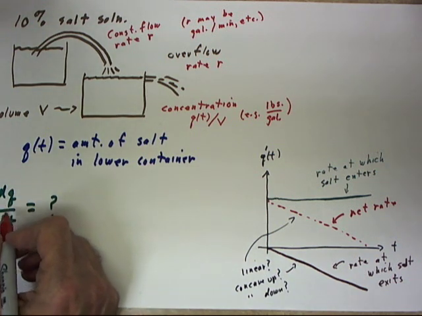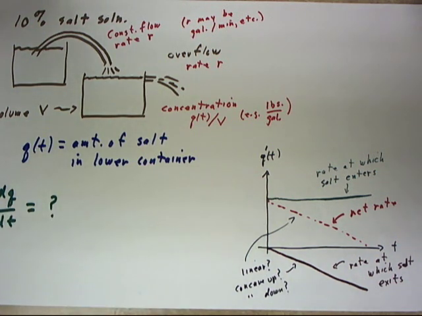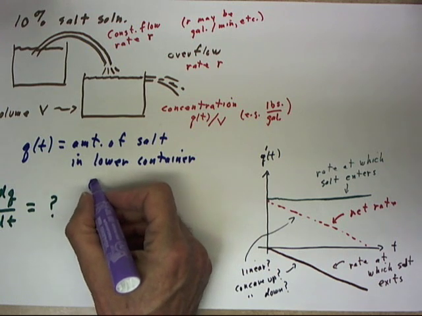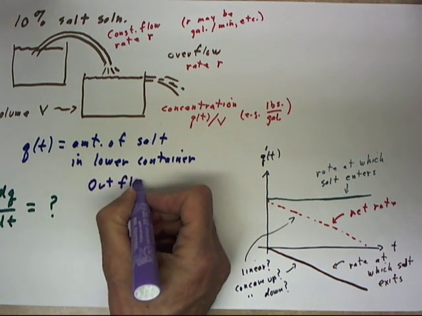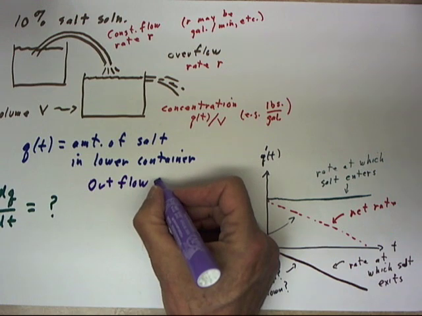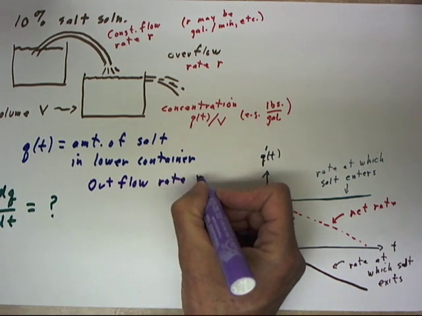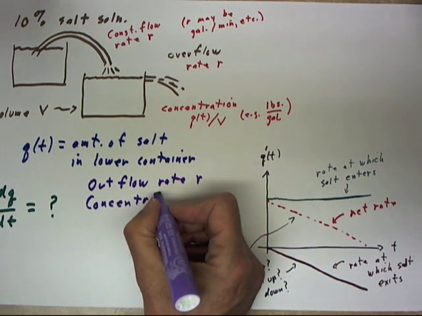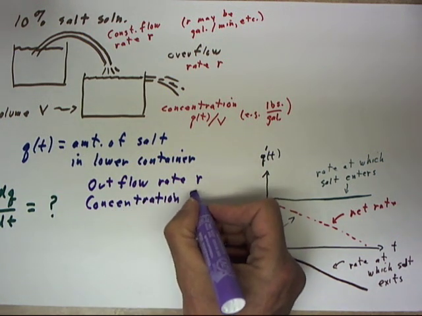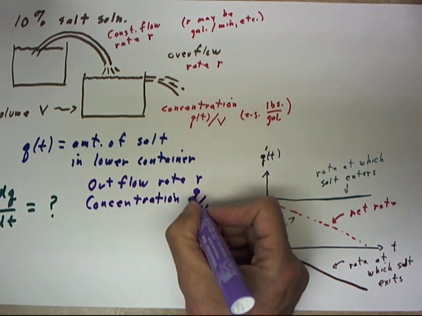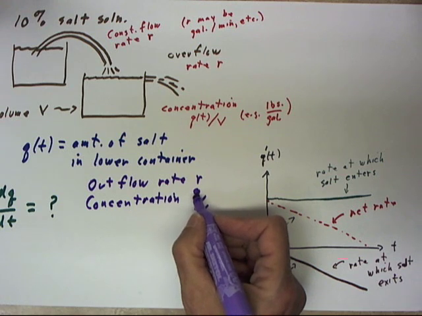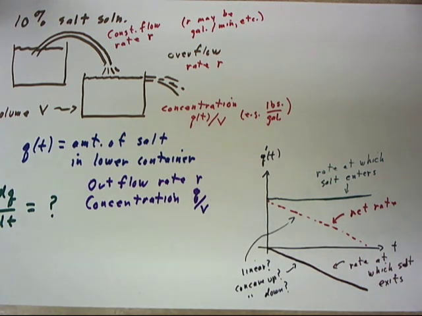How much salt, at what rate, is salt flowing out of the container? Well, the outflow rate is R. The concentration is Q over V. Now that would be Q of T over V, but we're understanding now that Q is a function of T.